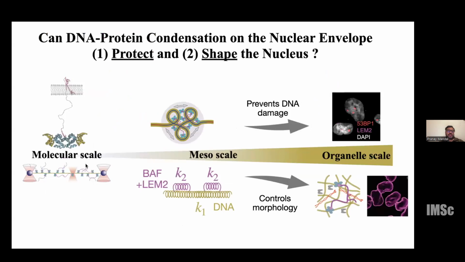The different single molecule approaches that we showed in optical tweezers led us to the formation of these co-condensates, and that can explain why we have less DNA damage inside the cells. And also we can model these interactions with springs in parallel, and that actually controls the nuclear morphology.